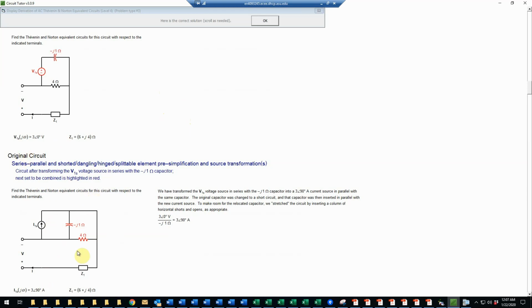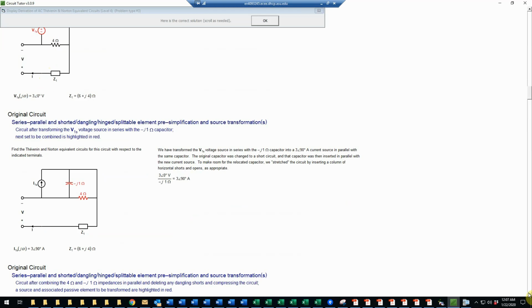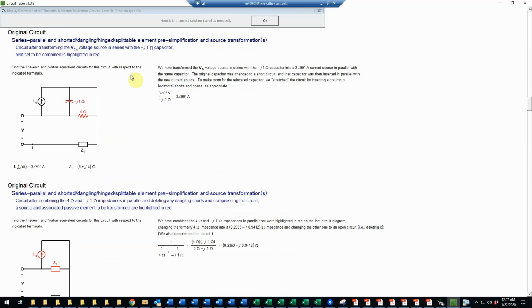Okay, so we've computed that, and then the polarity we have to check carefully. So the head of the current source now matches the node that was indirectly connected to the positive side of the voltage source, and the negative to the negative and to the tail. So that's the correct polarity, and the computation is shown here.